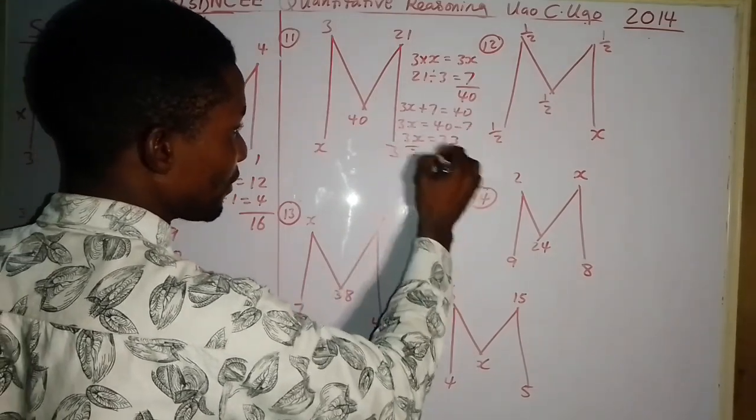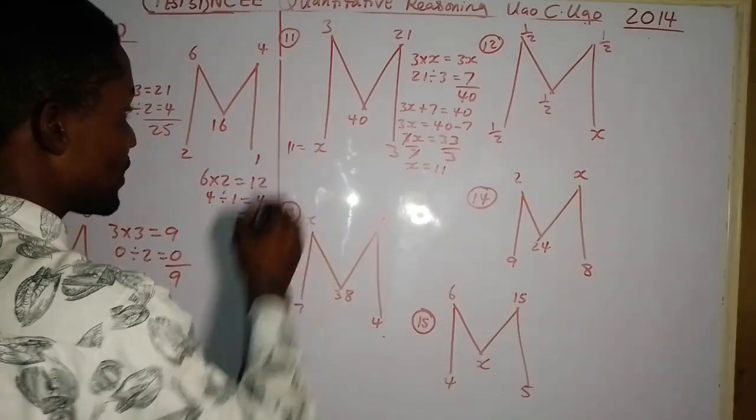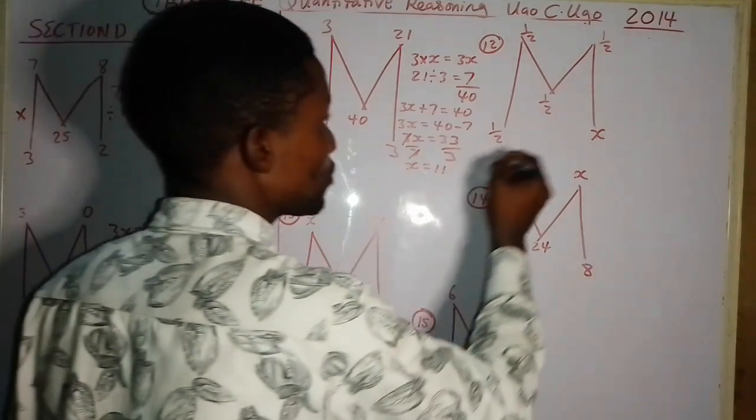Divide both sides by 3. So your s is going to be what? 11. So the missing number here is 11. Now let's go for question 12.